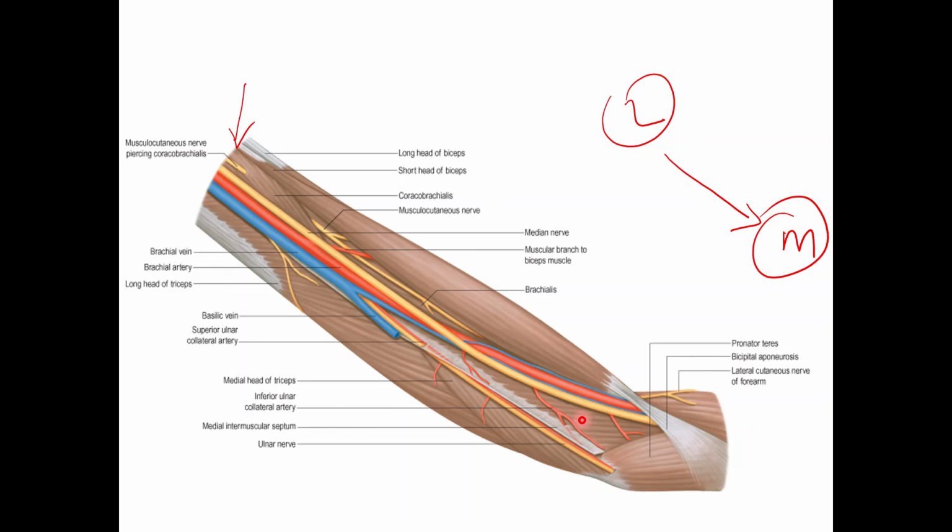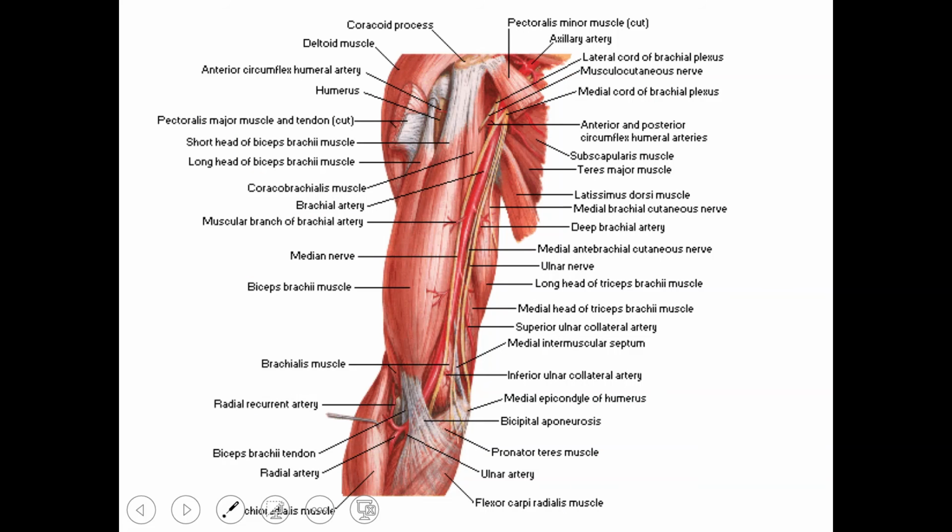Medially, in the upper part, the artery is related to the medial cutaneous nerve of forearm and the ulnar nerve, whereas in the lower part, the artery is seen related to the median nerve. Yes, medially, in the upper part, the artery is related to two nerves, that is the medial cutaneous nerve of forearm and the ulnar nerve, whereas in the lower part, the artery is related to the median nerve.